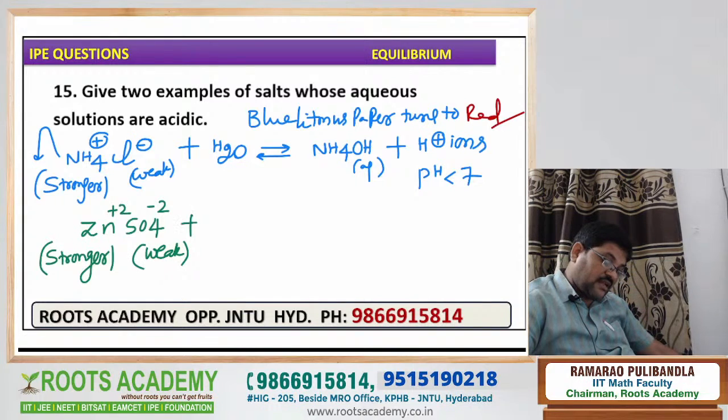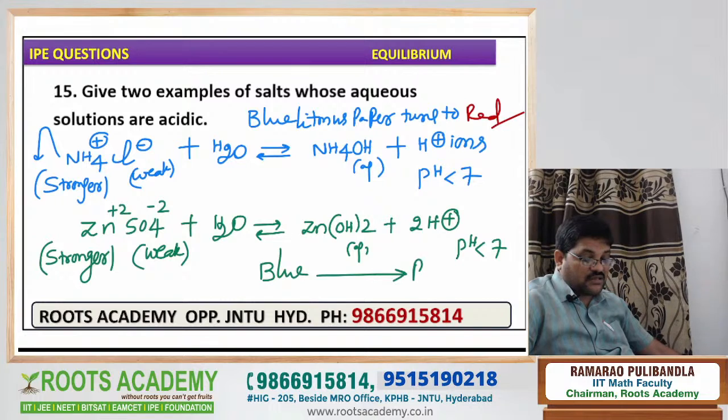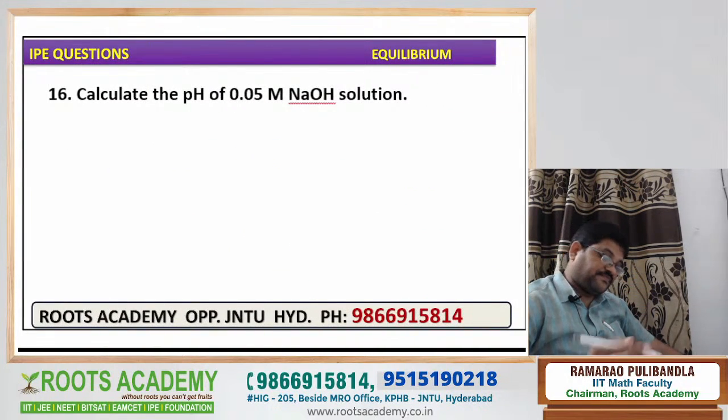Now the zinc cation combines with what? Water. Water means H plus ions are there, OH minus ions are there. You get zinc hydroxide aqueous solution, and you get 2 H plus ions. You get H plus ions, so pH is less than 7. Again the same explanation: blue litmus paper turns to red color. Simple explanation. Each question carries 1 mark, right?